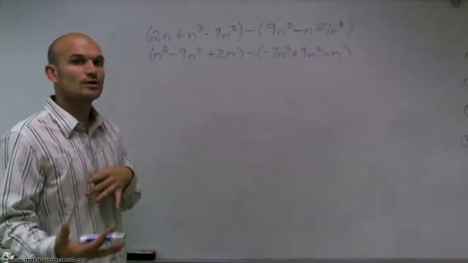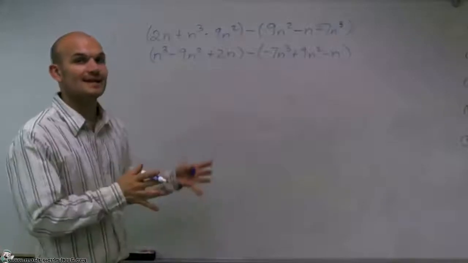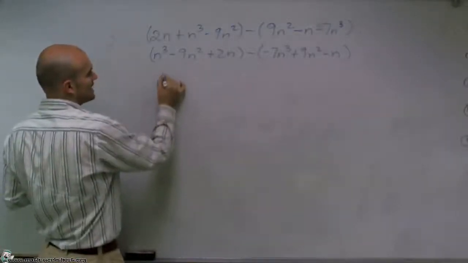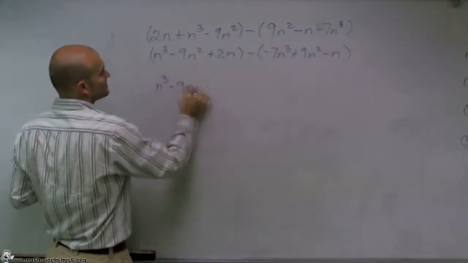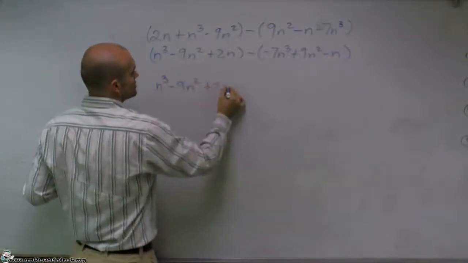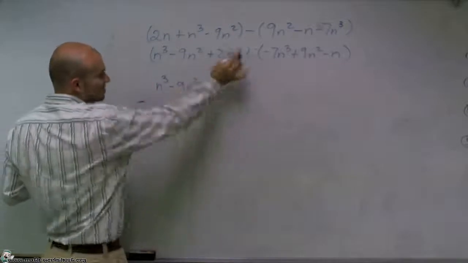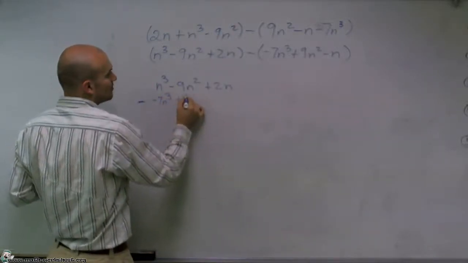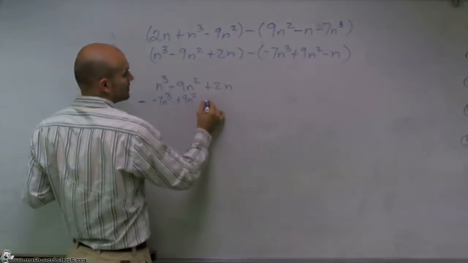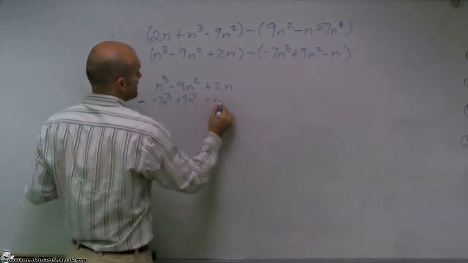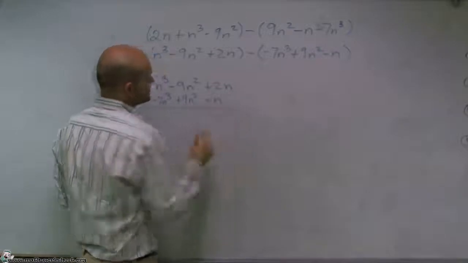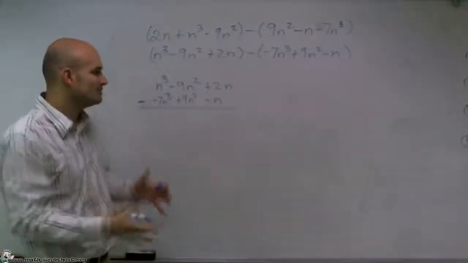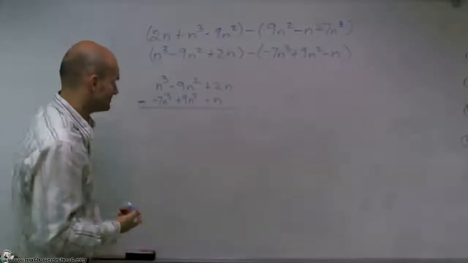So the quick way to set it up, but a lot of students might make mistakes here, is to set them up vertically, which would say n cubed minus 9n squared plus 2n, minus what's inside this parenthesis, which is a negative 7n cubed plus 9n squared minus n. The reason a lot of students sometimes make mistakes with this method is that you have to make sure what you're doing, so you kind of say it out loud.